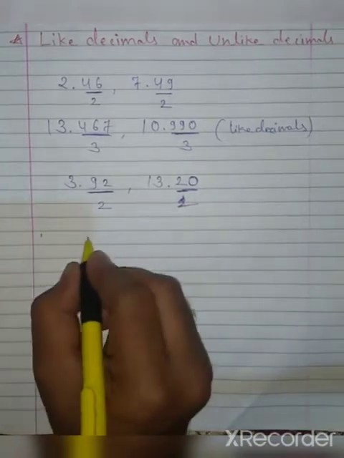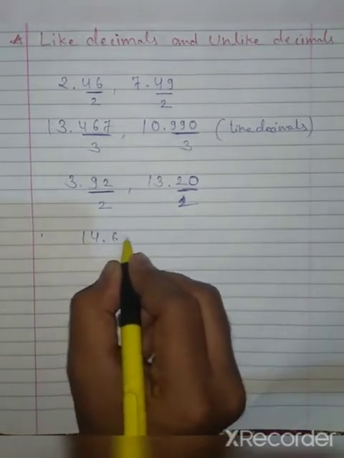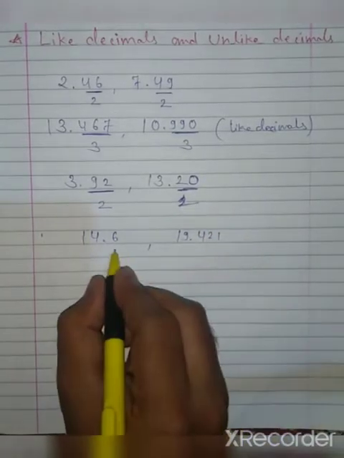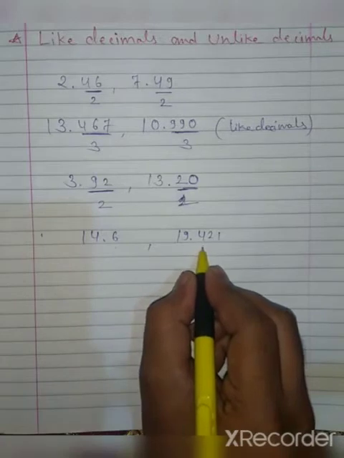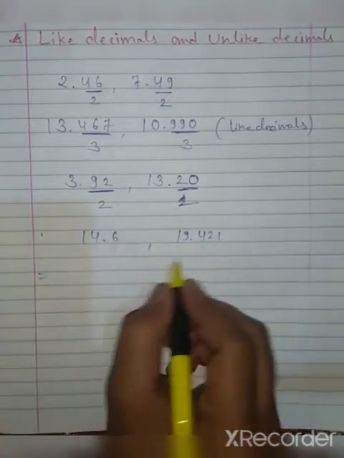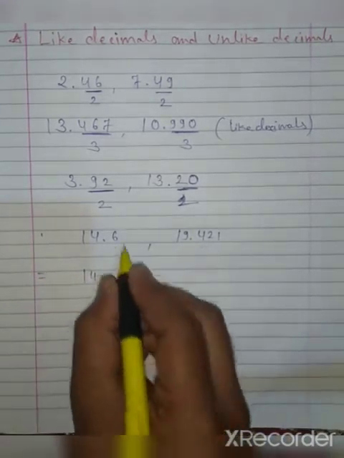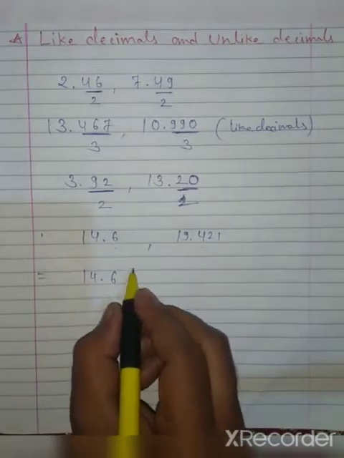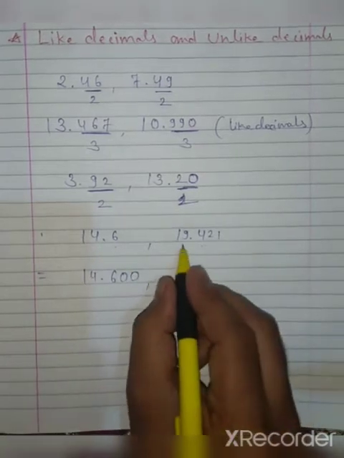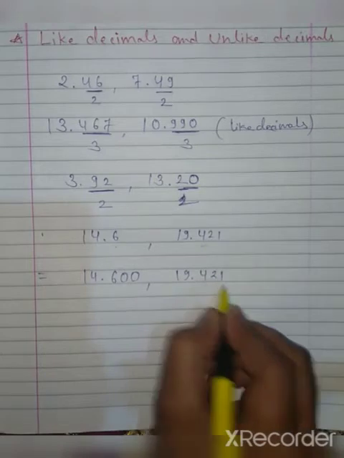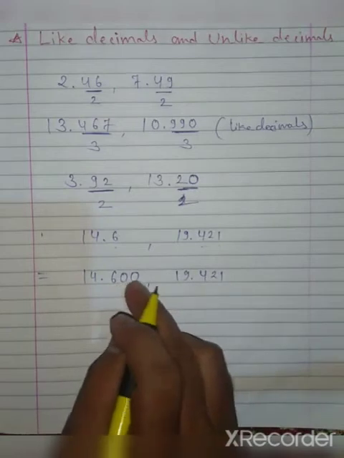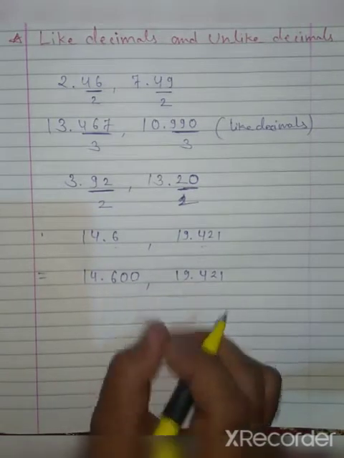Let's take another example, 14.6 and 19.421. Here you can see the decimal place is 1, and here there are 3 decimal places, but here only 1. So if you want to convert into like decimals, 14.6, now we will include 0 here, 0 0, because the value will not change. And 19.421. These are unlike decimals, and now by including 0 you are getting like decimals.